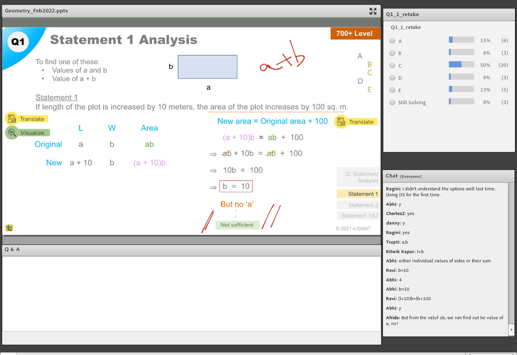Afrida, think about it. Can you find the value of a just based on this? How will you find the value of a based on this? You might think you can substitute it back in the original equation, but that is circular logic. If you substitute it back, all your terms will get cancelled. You will not have a or b. For example, if you substitute b back into this original equation, you will get 10a plus 100 equal to 10a plus 100. All terms will cancel. You will still not have found a. A is still a question mark for you.